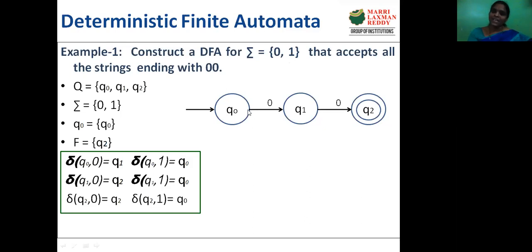Now coming to the transition on 1, in the beginning state, if your string is 1, 0, 0, then also it should be accepted. So if you see the transitions here, delta of Q naught on 0 is Q1 and Q naught on 1 is Q naught itself, which is nothing but a self loop. Again, Q1 on 0 is Q2 we have defined, and Q1 on 1 is Q naught. That means the string goes back, because at the ending we should have 2 zeros.